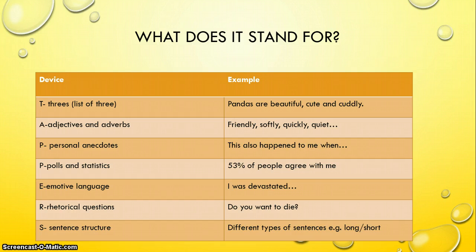Now, P's for personal anecdotes. I think personal anecdotes are very important because, especially when you're writing to persuade, you're really persuading somebody to believe in you. And really, what you need to do is to show them that you know what you're talking about. And one way how you can tell them that you know about something is if that happened to you. So, for example, this also happened to me when such and such happened.